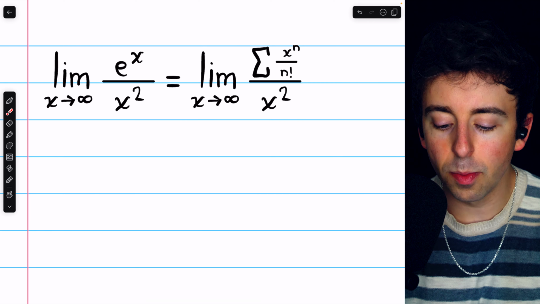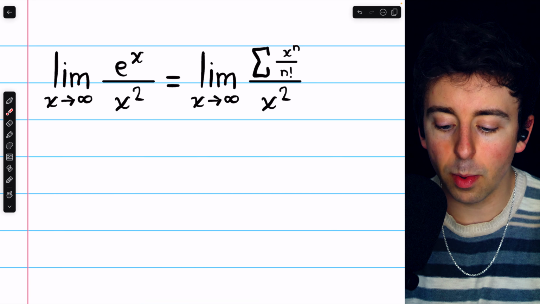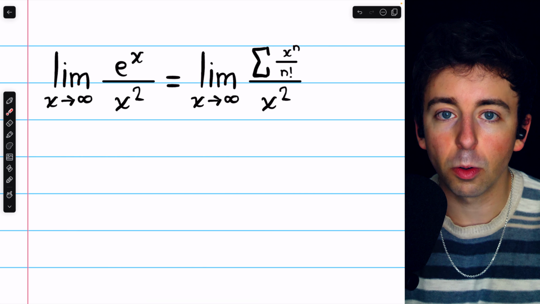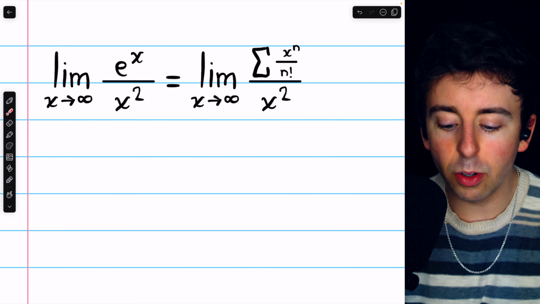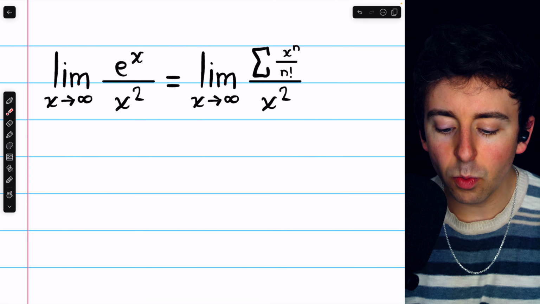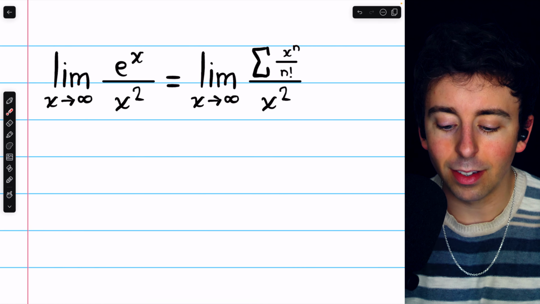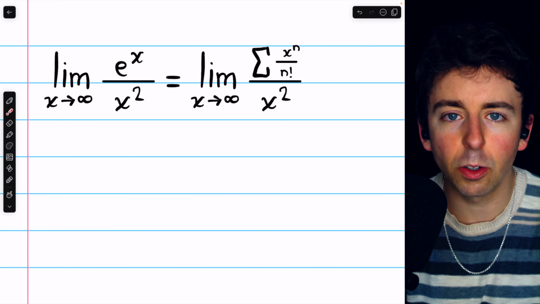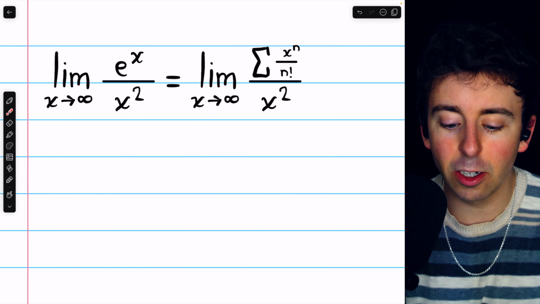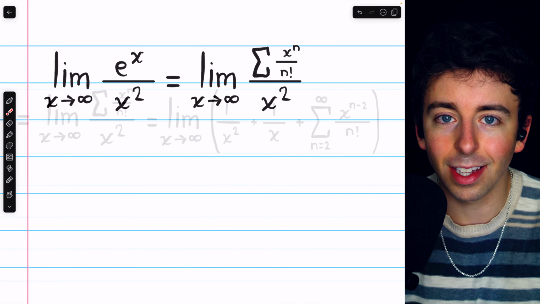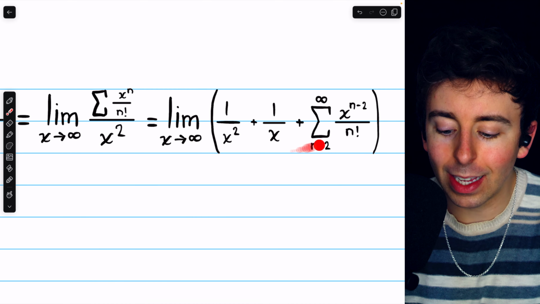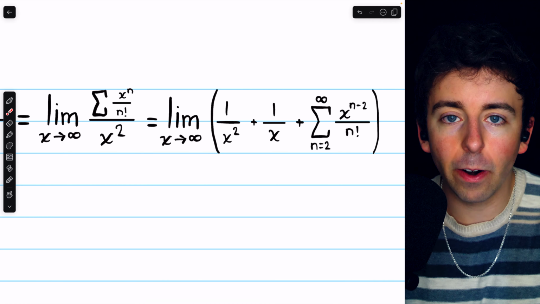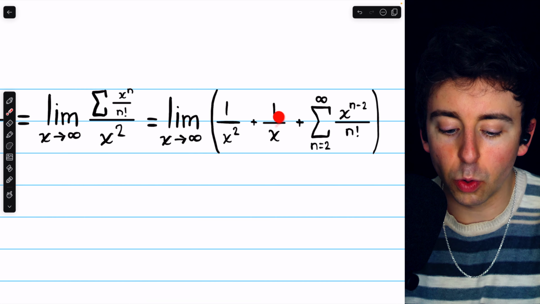E to the x in the numerator is the same as the sum of x to the n over n factorial, where we understand n goes from 0 to infinity. So these two things are the same. But then we can split up this series a little bit and consider how this division of x squared interacts with those terms to get a clear idea of the behavior of this limit. In particular, we may rewrite it like this, where I've divided every term in the series by x squared and taken the first two out.